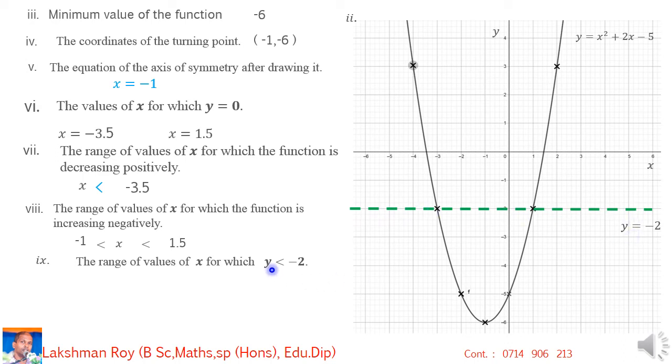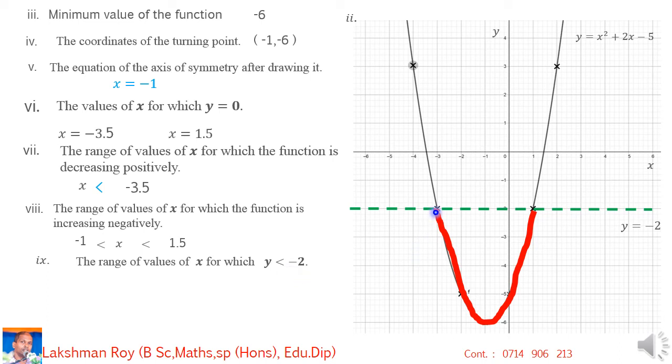So now we want to take y less than -2. Y less than -2 means above this line or below this line? Y is less than means below this line. So what is the graph part? Below this line means the graph goes from this point this way. This is the graph part when y is less than -2. Now you read the x range.